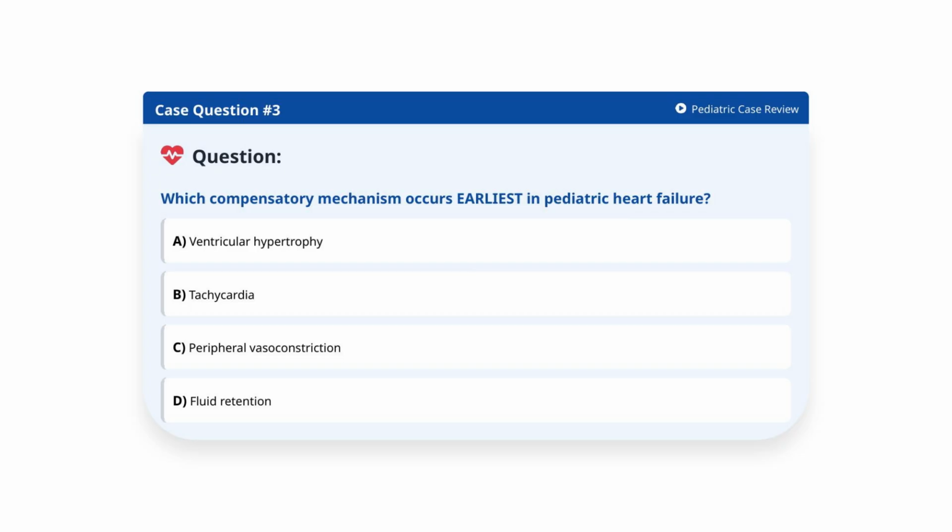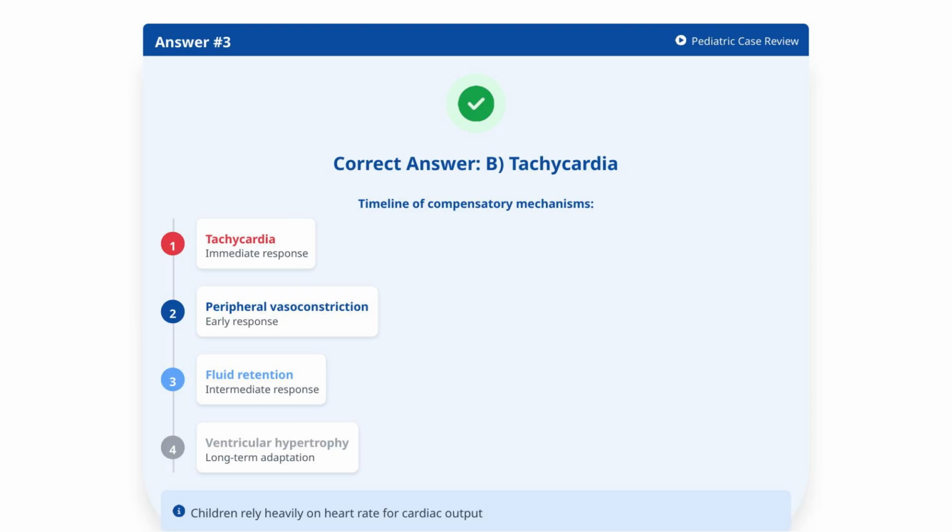Which compensatory mechanism occurs earliest in pediatric heart failure? Is it A, ventricular hypertrophy, B, tachycardia, C, peripheral vasoconstriction, or D, fluid retention? Think about the body's immediate response to decreased cardiac output. The correct answer is B, tachycardia. Unlike adults, children depend heavily on heart rate to maintain cardiac output. When cardiac output falls, increased sympathetic activity immediately raises heart rate to compensate. This is followed by peripheral vasoconstriction, then fluid retention, and eventually ventricular hypertrophy as a long-term adaptation if the condition persists.